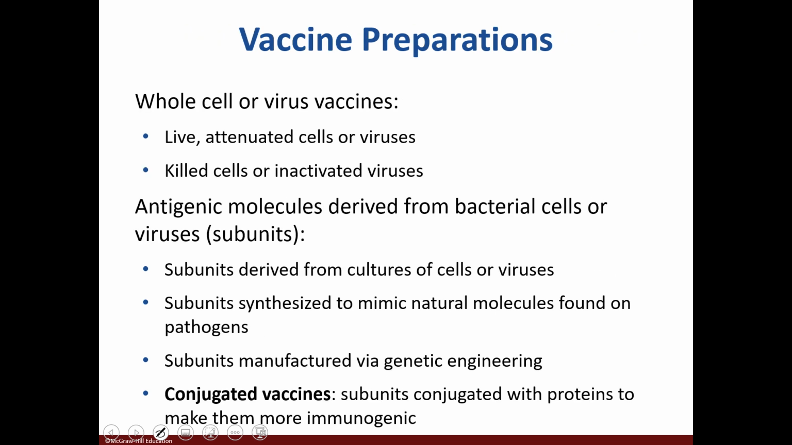There are a few types of vaccines. Whole cell or virus vaccines contain live, attenuated cells or viruses. They may also consist of killed cells or inactivated viruses. Vaccines can also have subunits, or small antigen components of bacteria and viruses. Vaccines may also be conjugated, or linked with proteins, to generate a stronger immune system response.